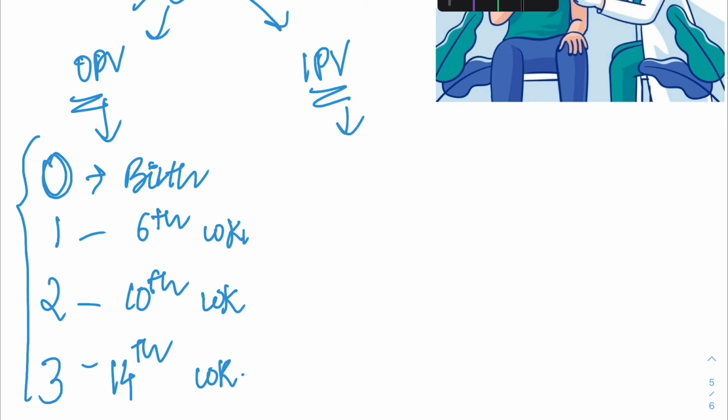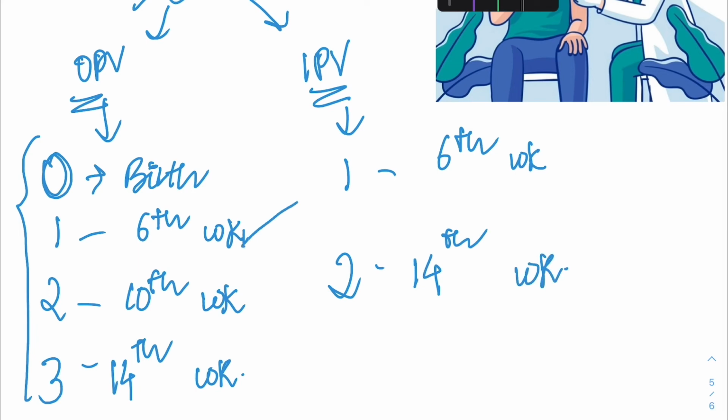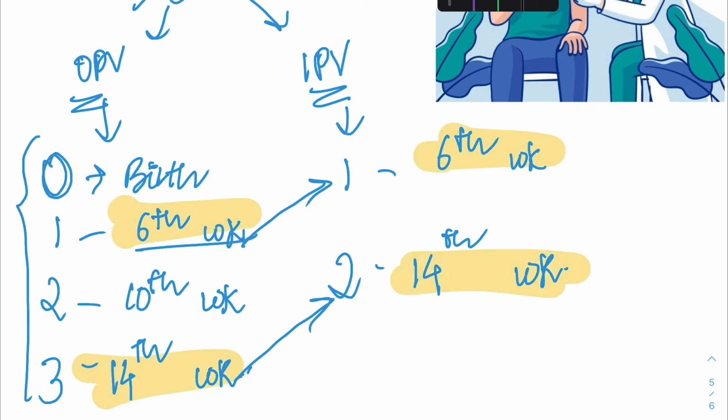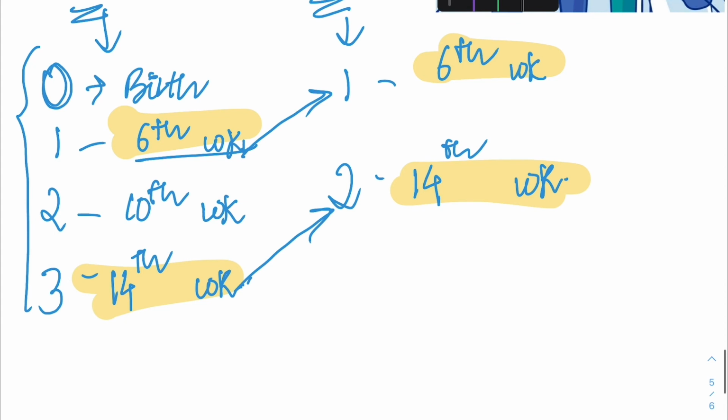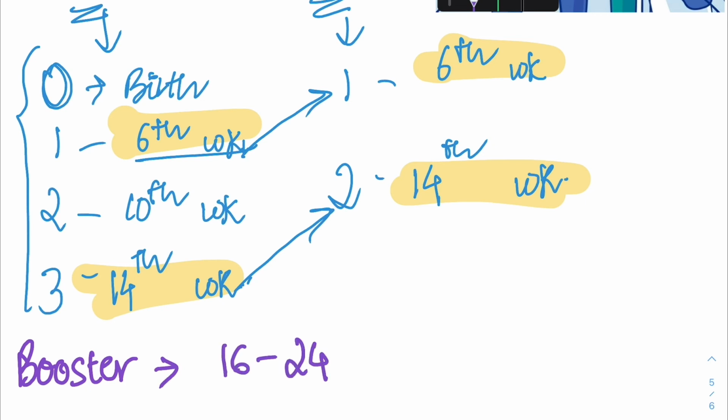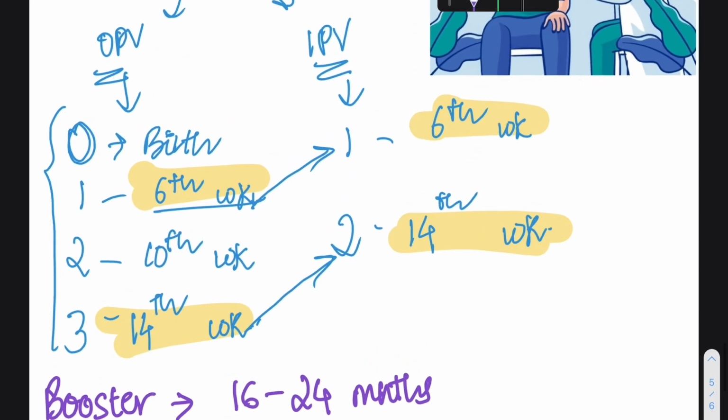For the injectable polio vaccine, only 2 doses are given. One is given at the 6th week and another at the 14th week of life, along with the oral polio vaccine. These two are given together, as you can see, at the 6th week and the 14th week. And for the oral polio vaccine, you also receive a booster dose which is given at 16 to 24 months. So it is given over here, that is a booster dose of the oral polio vaccine.